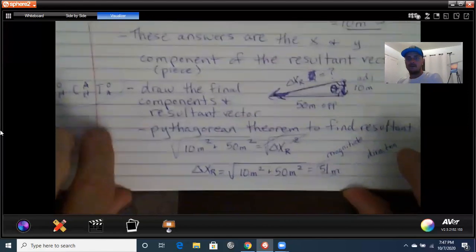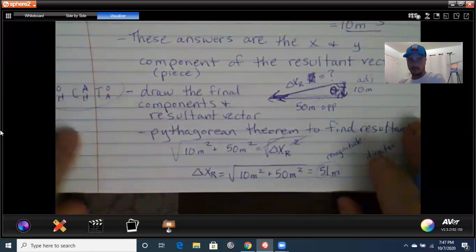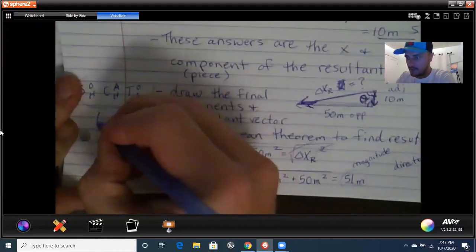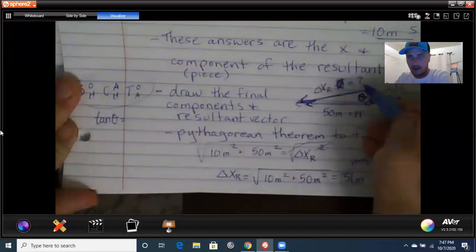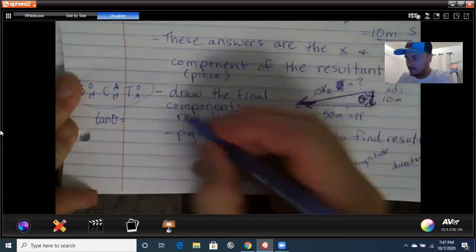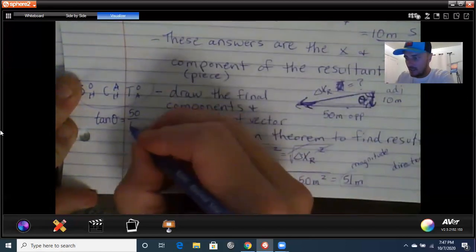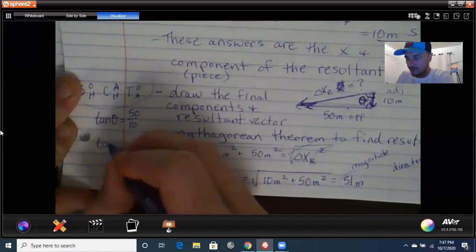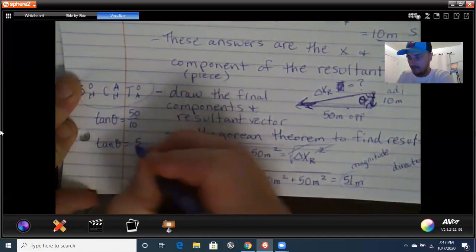Okay. So I'm going to use tangent, because tangent uses opposite and adjacent. So right underneath this, I'm going to write tangent of theta is equal to my opposite side, which is 50, over my adjacent side, which is 10. Well, that's pretty cool, because tangent of theta then would equal 50 divided by 10, that's 5, right?